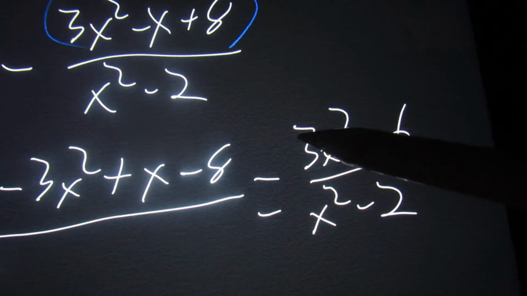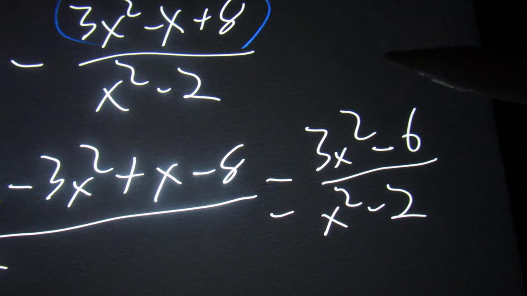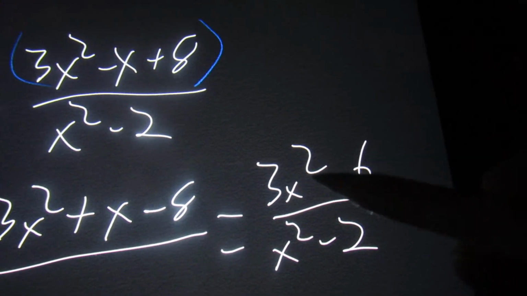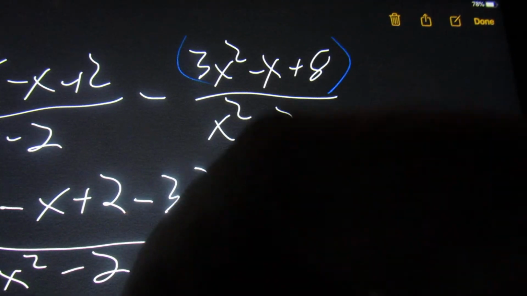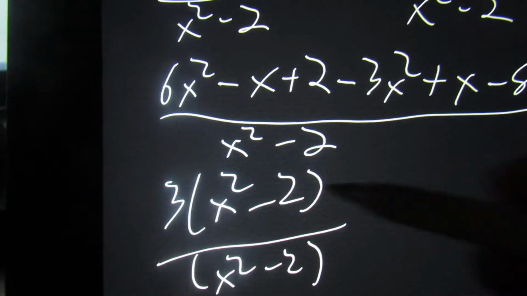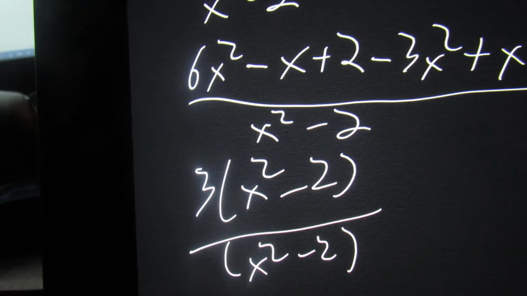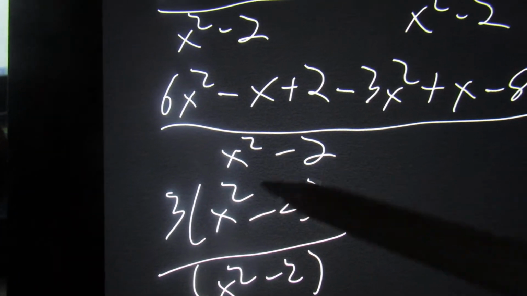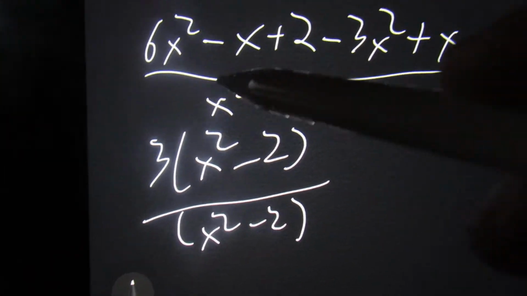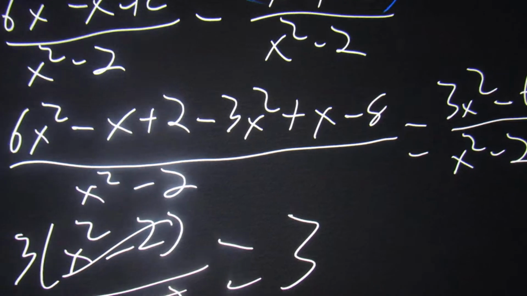Now on the top, I can factor out a 3. 3x squared divided by 3 is x squared. Minus 6 divided by 3 is minus 2. And that's all over the x squared minus 2. I can't do any factoring there. And I put the x squared minus 2, the binomial, in parentheses. So now I see I have an x squared minus 2 on top, x squared minus 2 on bottom. Those will cancel. And all I'm left with is 3.